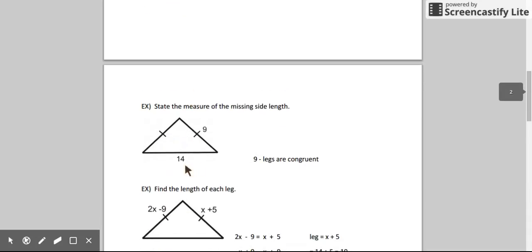Given an isosceles triangle, let's find the measure of the missing side length over here. Well, this missing side length is a leg, and these two legs are congruent, or the same measurement, so this length must be 9.